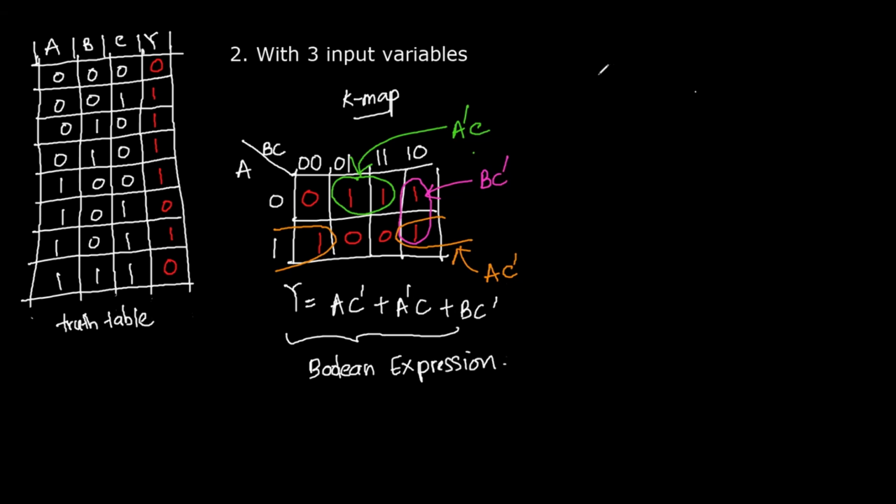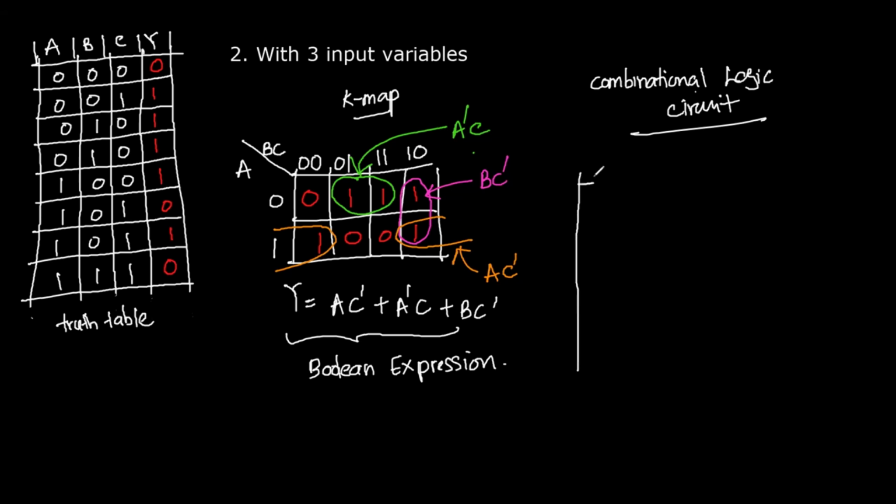So what if you have to come up with the combinational logic circuit for this particular output? Remember, we have 3 input variables, A, B, and C. And at times, they take the complement of each. So remember how I advised you to draw it. You have A. Just take out a NOT gate from it. That's going to be A.